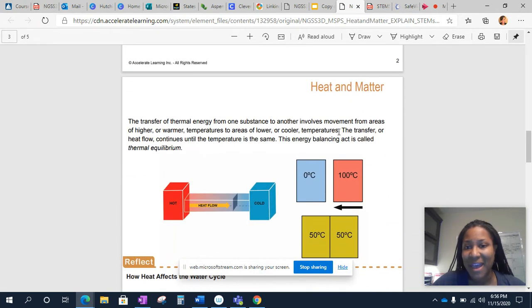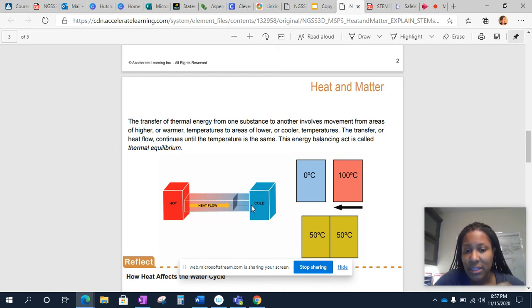Page 3, heat and matter continued. The transfer of thermal energy from one substance to another involves movement from areas of higher or warmer temperatures to areas of lower or cooler temperatures. The transfer or heat flow continues until the temperature is the same. This energy balancing act is called thermal equilibrium. In the word equilibrium, I hear the word equal. So, what heat wants to do is flow from where it's really hot to where it's cold until the system reaches the same temperature, right?